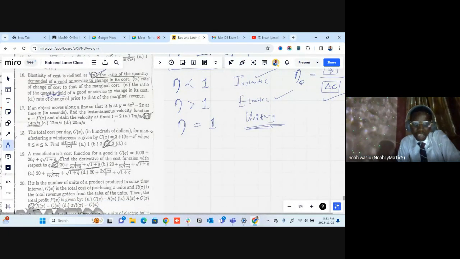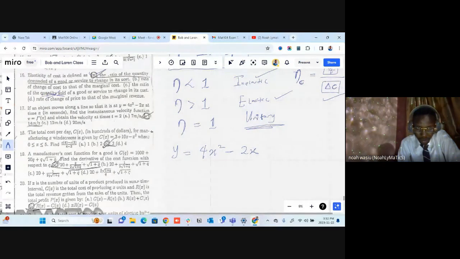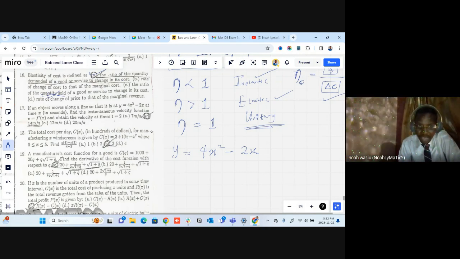Number 17 says, if an object moves along a line so that y equals 4x squared minus 2x, at time x, where x is in seconds, that means x is also representing t. At time x, the time given to us is 2. That means wherever I see x, I'll put 2. So find the instantaneous velocity function f prime of x.